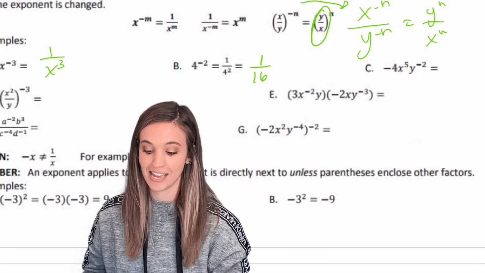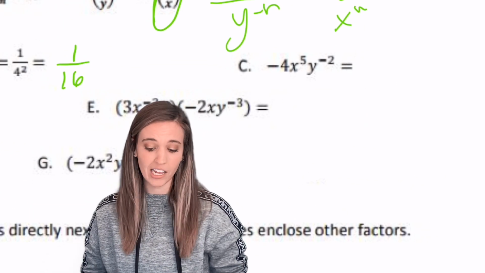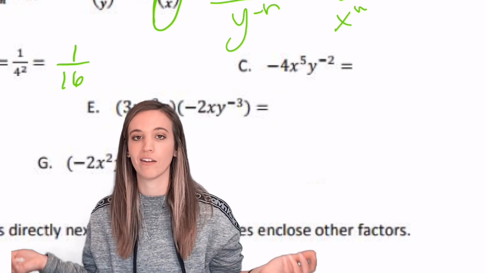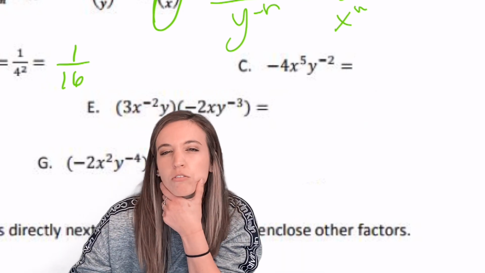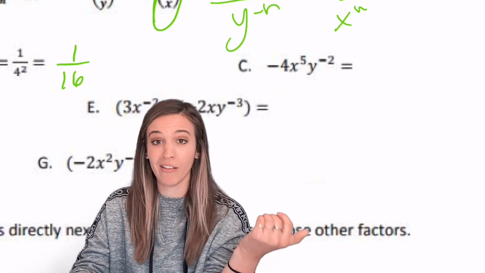Now we look at C, and it is so tempting to do some wrong math here, so be so careful. We have negative 4, x to the 5th, y to the negative 2. What do you think you're going to fix? It is not the negative 4. What's the power on that negative 4?